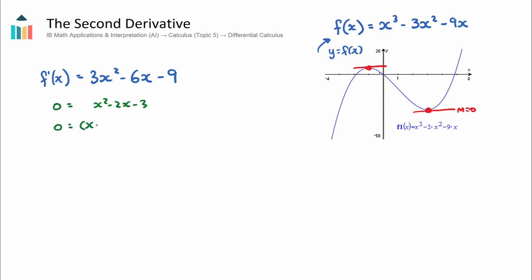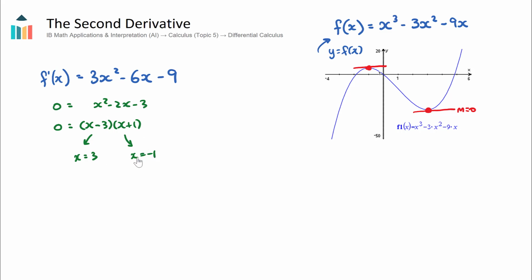I would have x, this would be x minus 1, actually no, x minus 3. This would be x minus 3, and x plus 1 if I factorized, and therefore our solutions would be x equals 3 and x equals negative 1. And you can check that. There's a few different ways to solve a quadratic.